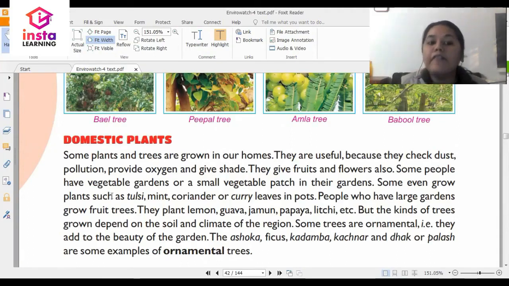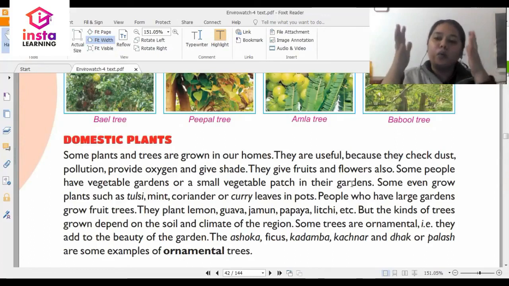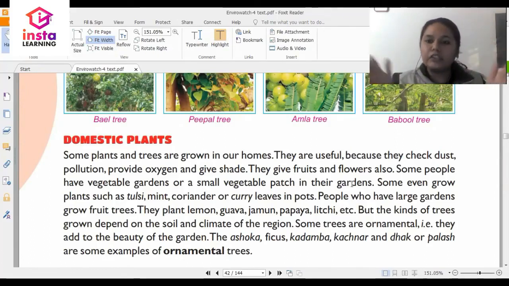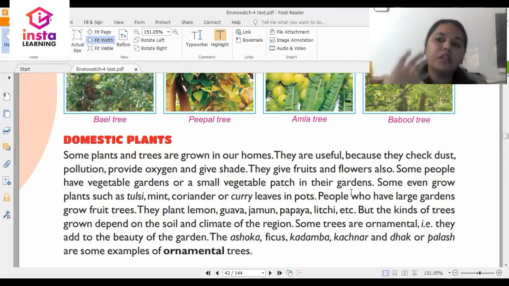Some people have vegetable gardens or a small vegetable patch in their garden. So a vegetable patch means, let's say a particular area is only reserved for vegetable plants. So that's a vegetable patch. Some even grow plants such as tulsi, mint, coriander, or curry leaves in pots. So you will see in a lot of houses the tulsi plant, or the dhania plant, or the mint plant, right?